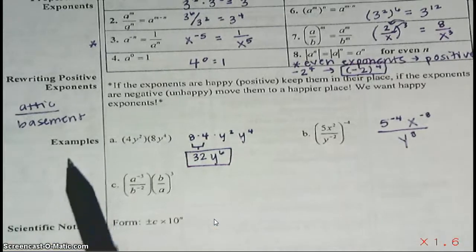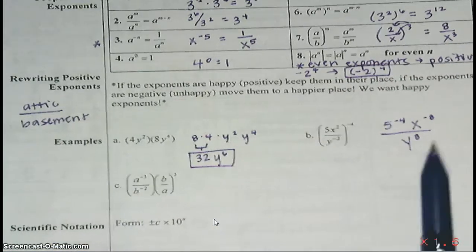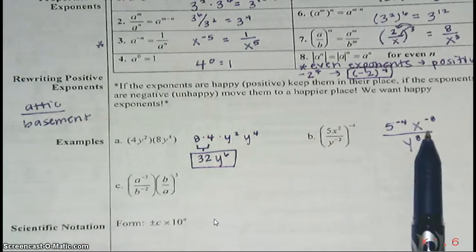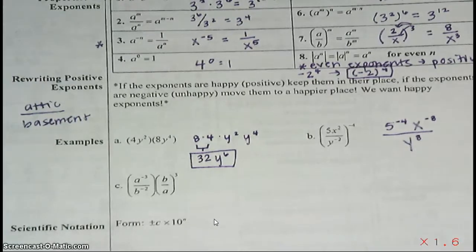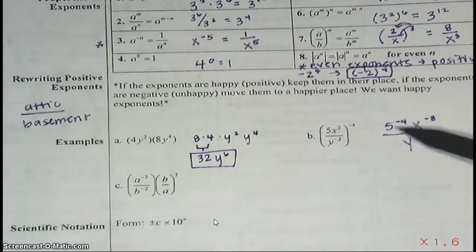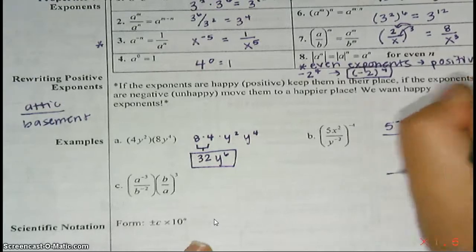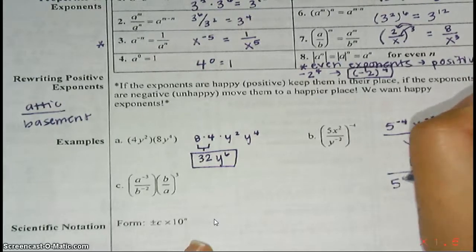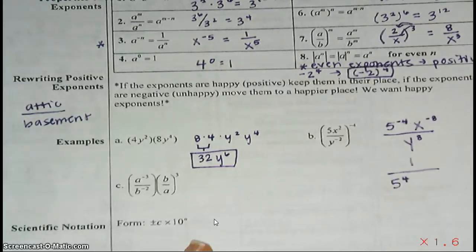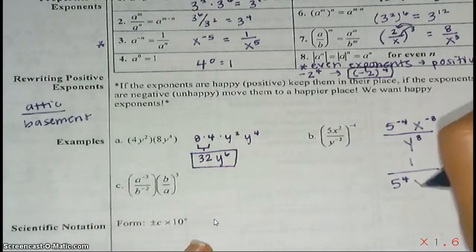This is where the attic basement comes in. If you have an exponent that's unhappy where it is, you can move it so that it becomes happy. For example, 5 to the -4, unhappy exponent. Let's move it down to the basement where it becomes happy. 5 to the +4. Here, x to the -8, we got to make that a happy exponent. Move it down to the basement.